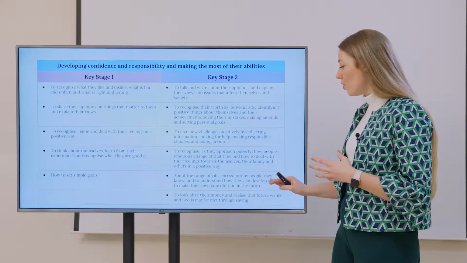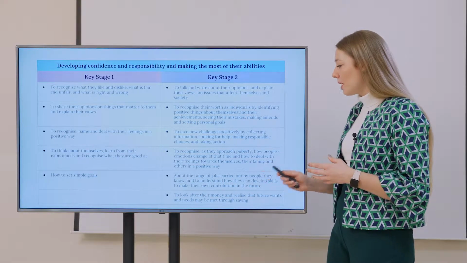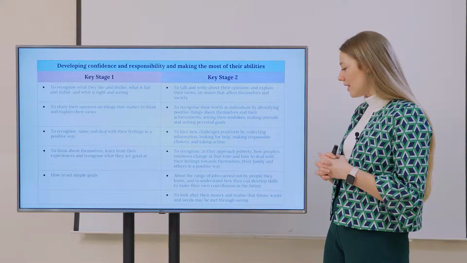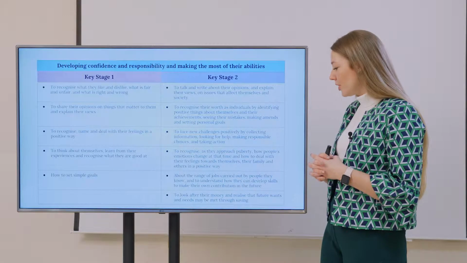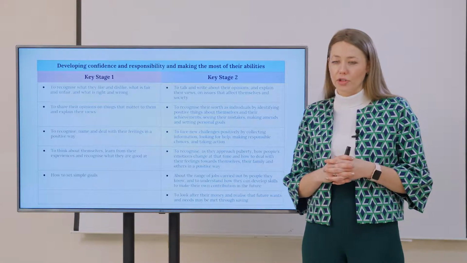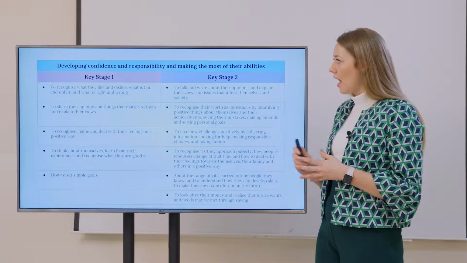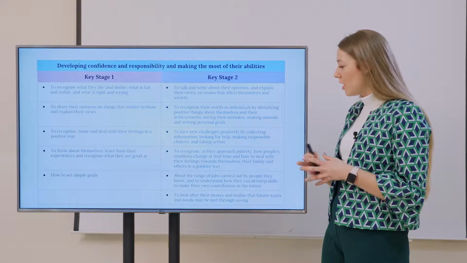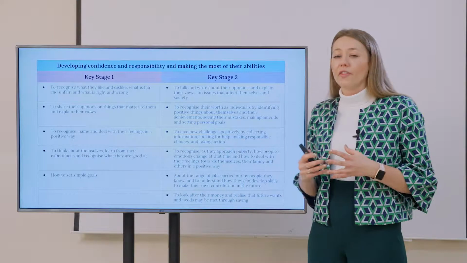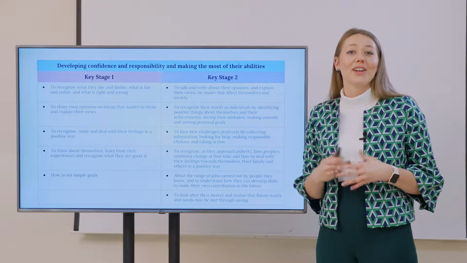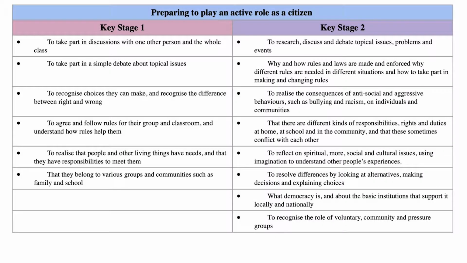This then moves forward to them learning about the range of jobs that are carried out by people that they know, and to understand how they can develop their skills to make their contribution in the future. And finally, this strand asks the children to learn the objectives of understanding how to look after their money, which is a very difficult thing to teach children.